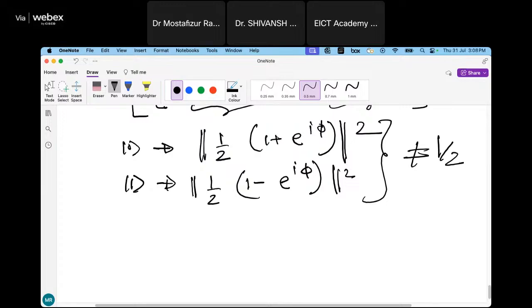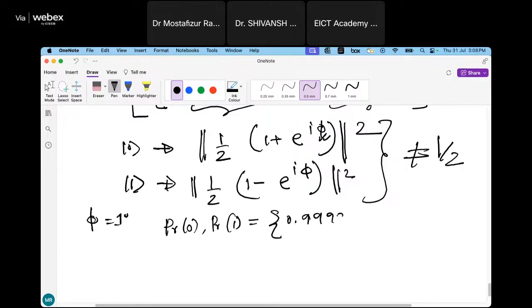Using the QP trick, instead of the probability being half, we got something like this. In fact, if you take that angle equal to 1 degree, this particular angle, then the probability of getting 0 and the probability of getting 1 will be 0.9999 and 7.6 × 10 to the power minus 5.